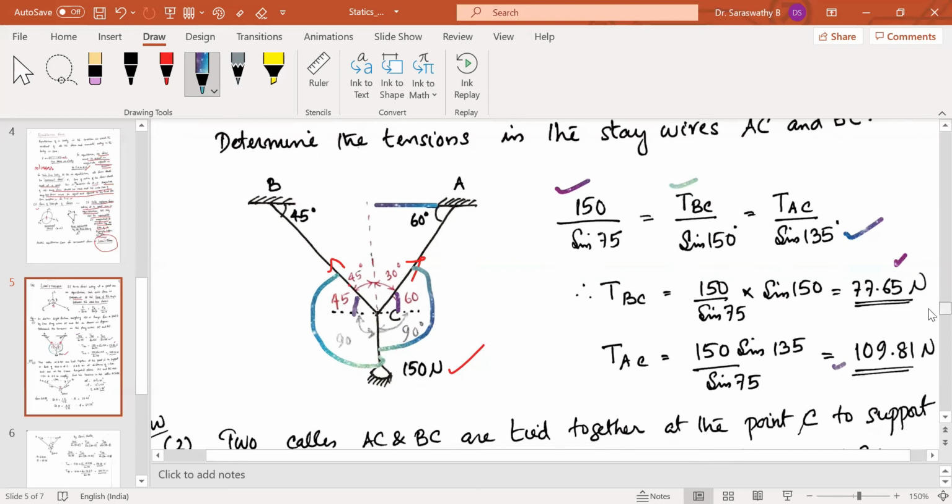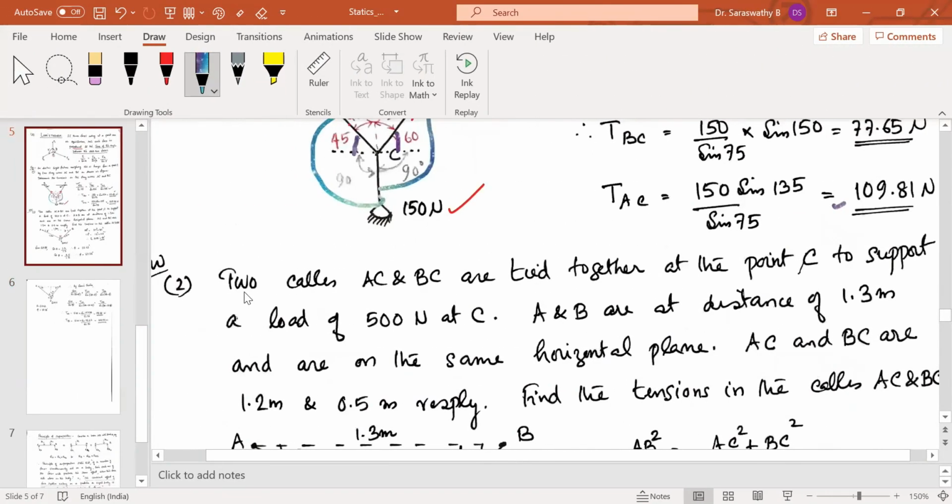Now, another example. Two cables AC and BC are tied together at point C to support a load of 500 Newton at C. A and B are at a distance of 1.3 meter and are on the same horizontal plane. AC and BC are 1.2 meter and 0.5 meter respectively. Find the tension in the cables AC and BC.